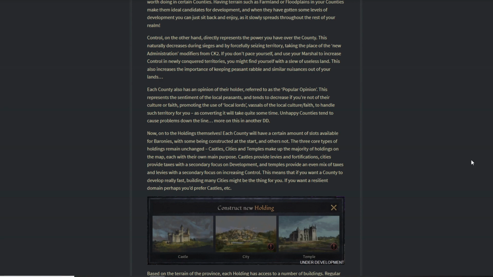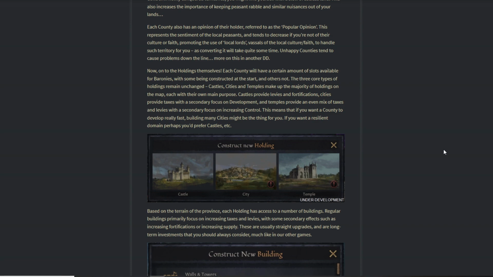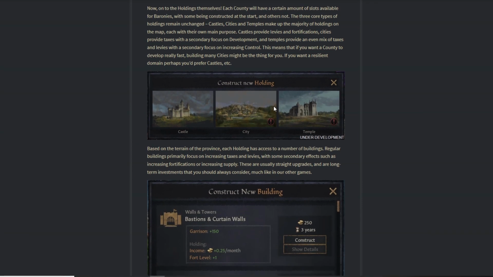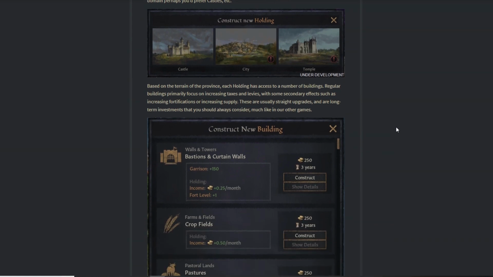This means that if you want a county to develop very fast, building many cities might be the thing for you. If you want a resilient domain, perhaps you'd prefer castles, etc. I like the artwork. The artwork here is very pretty. Incredibly pretty. I'm a huge fan of that.